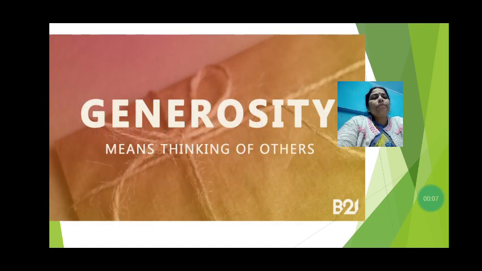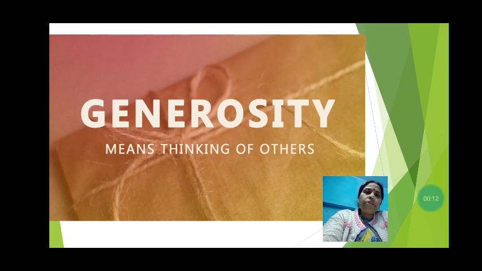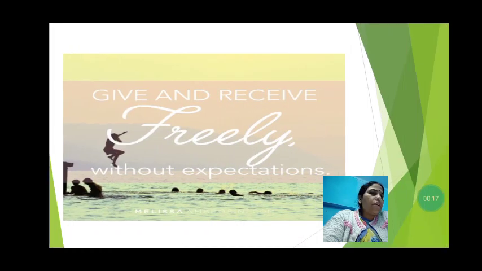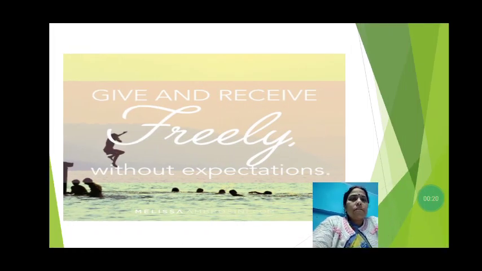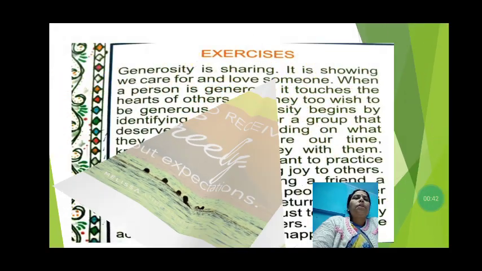So, today, children, in moral science, we will read about generosity. What do we understand by generosity? It means thinking of others. So, when we think of others and we give and receive freely without any expectation, that is also called generosity. That means when we don't expect anything in return from anyone and give to that person, that is called the act of generosity.